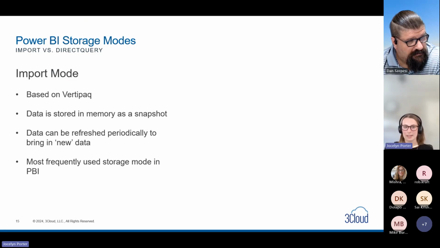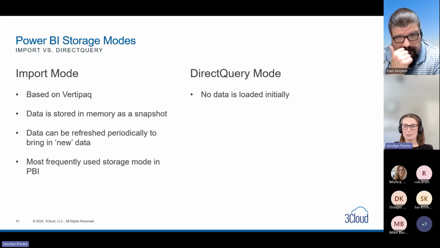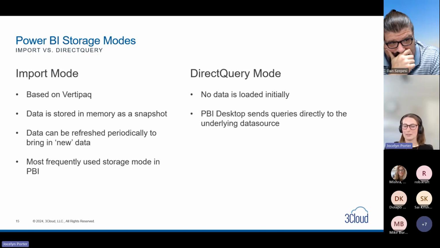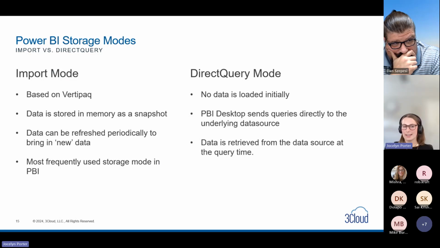Now, on the flip side of that, in DirectQuery mode, no data is loaded initially. So when you try to create those reports, you may not see data directly, because what Power BI does is it queries the data sources as that query happens. That underlying data source has data that is currently stored in there, and then Power BI sends that query back and forth to retrieve the data at that time.